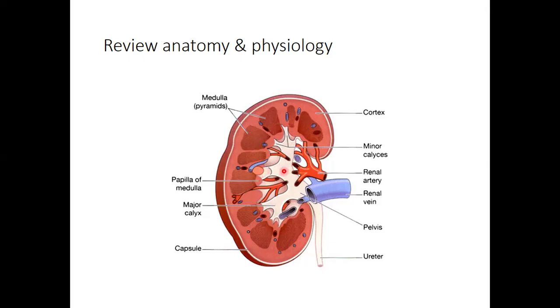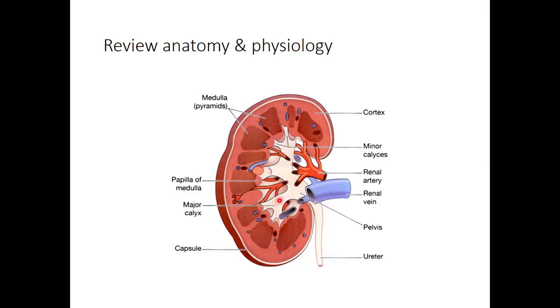Then this will be a major calyx. So major calyx divides into minor calyx. So there are about 3 to 4 major calyx, and then each major calyx divides into 3 to 4 minor calyces. So that's one major calyx. That would be a minor calyx, the end. Each minor calyx is connected to the renal papilla, where urine formed now enters the collecting part of the kidney.